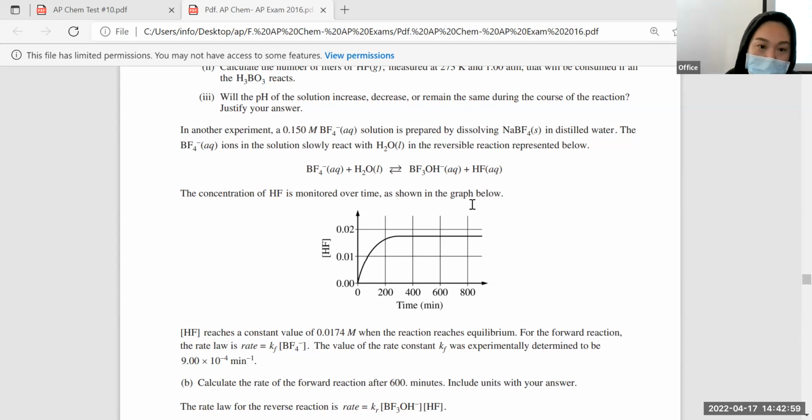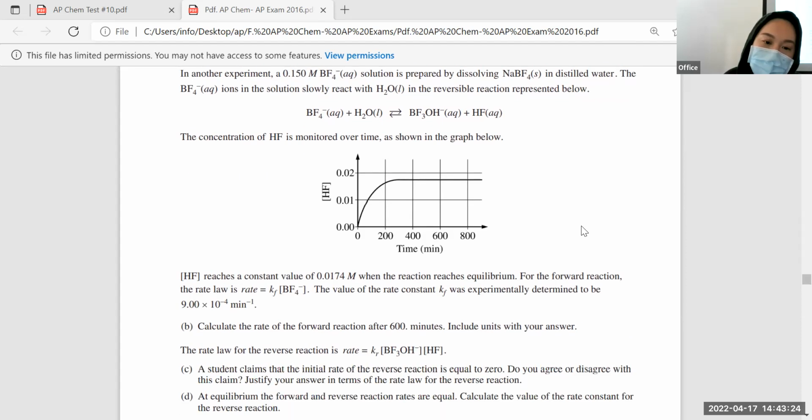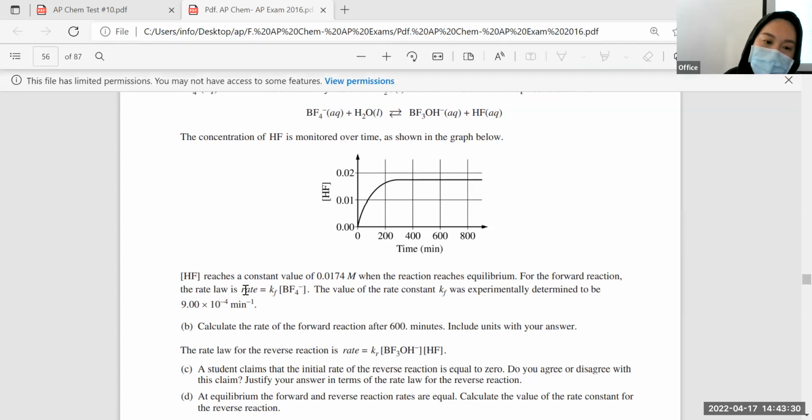Okay, in another experiment, 0.15 molar BF4 minus solution is prepared by dissolving NaBF4 in distilled water. BF4 minus ions in the solution slowly react with water in the reversible reaction represented below: BF4 minus plus H2O yields BF3, OH minus, and HF. Concentration is monitored over time as shown in the graph below. HF reaches a constant value of 0.0174 molar when the reaction reaches equilibrium. For the forward reaction, the rate law is rate equals k times the concentration of BF4 minus. The value of the rate constant was experimentally determined to be 9 times 10 to the negative 4 inverse minutes.